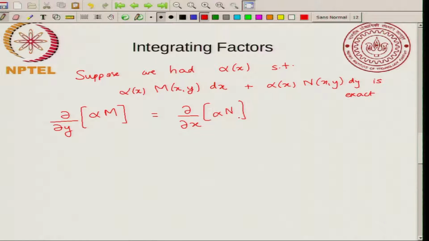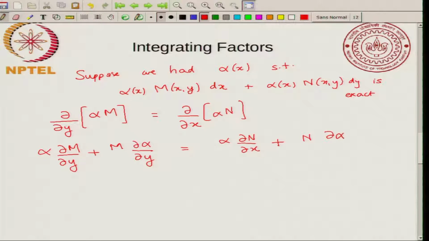If you work this out further, it is alpha times dou M by dou y plus M times dou alpha by dou y. This is equal to alpha times dou N by dou x plus N times dou alpha by dou x. I just used the product rule and wrote it in this form. However, dou alpha by dou y is equal to 0 because alpha depends only on x. That is what we assumed. So this term will go to 0, and we get this equation.